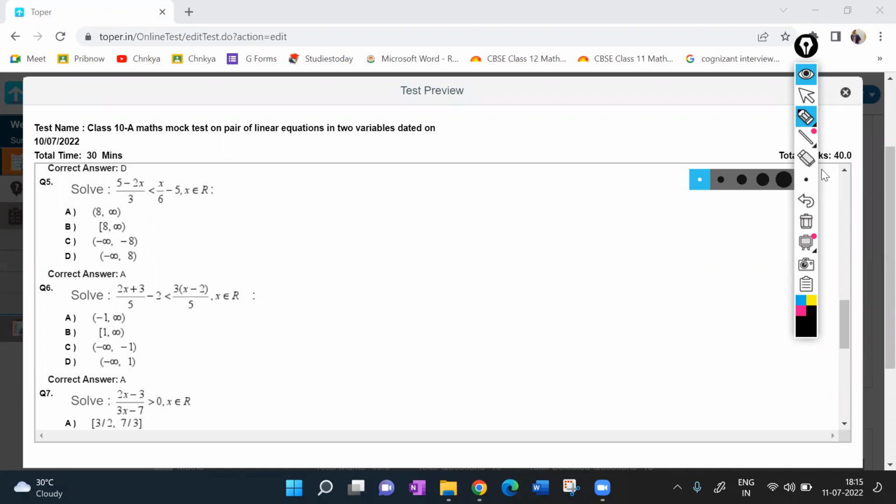No, it's A only. If we multiply with minus 1 on both sides, then the symbol will change. I mean, Sir, it should be the answer. Should be.